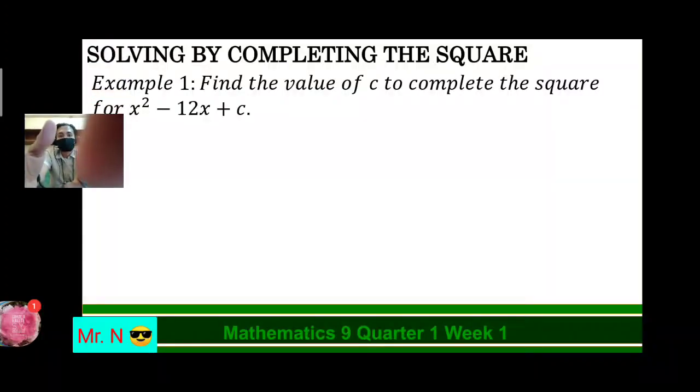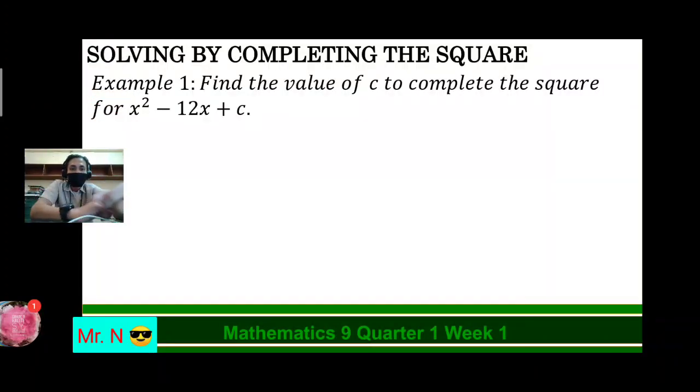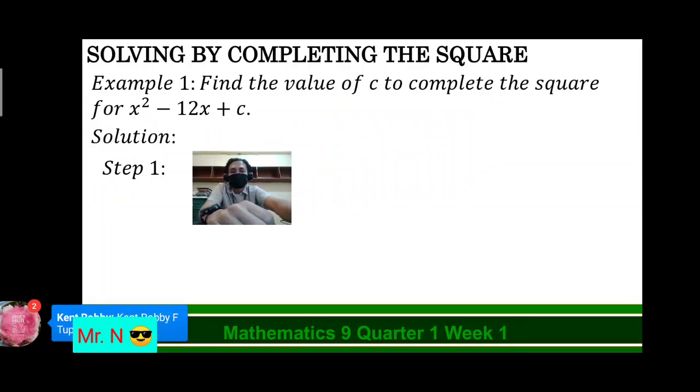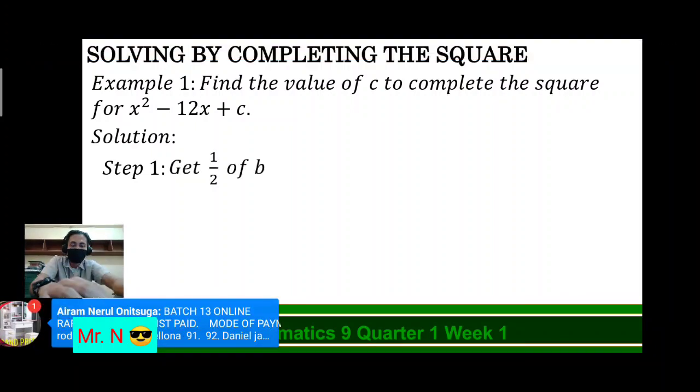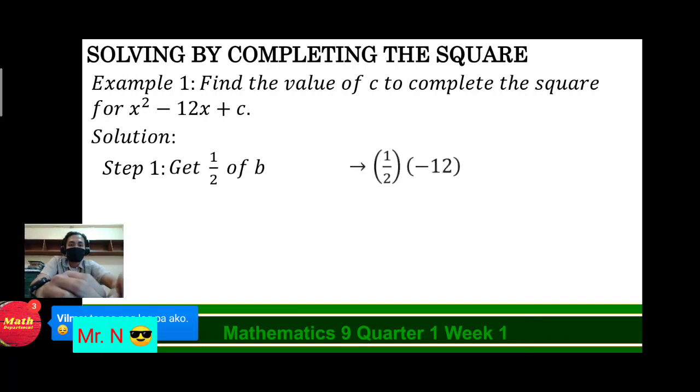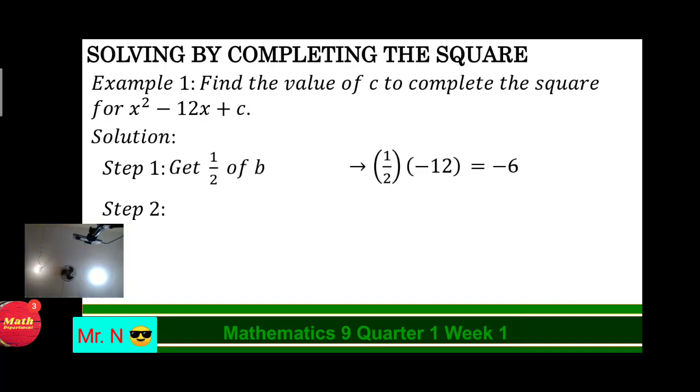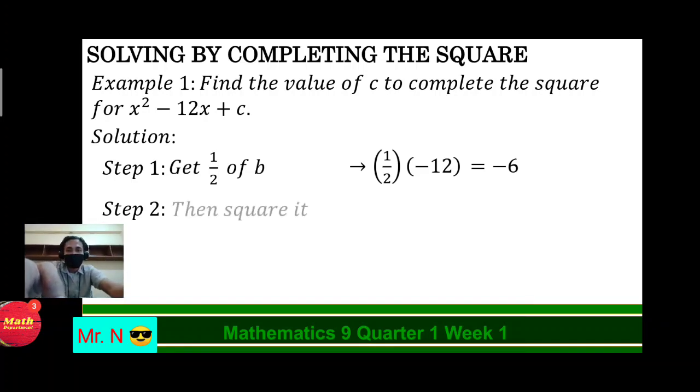So let's have this example. Find the value of c to complete the square for x squared minus 12x plus c. So using the steps that we had, step number 1, just get the half of b, or the coefficient of the linear term. So the half of it is -6. So after getting -6, we're going to square it. Square -6, and it will become positive 36.